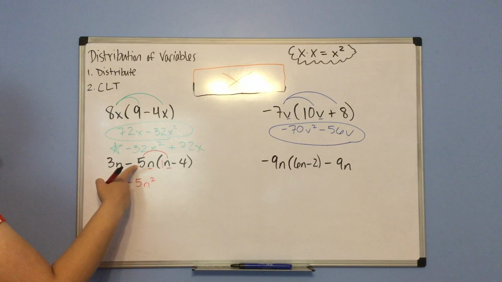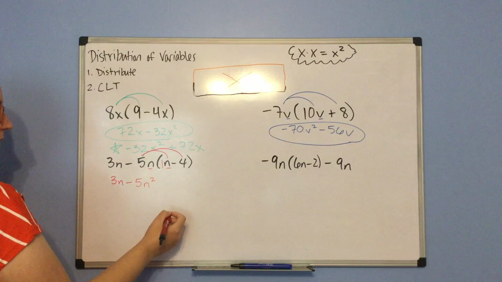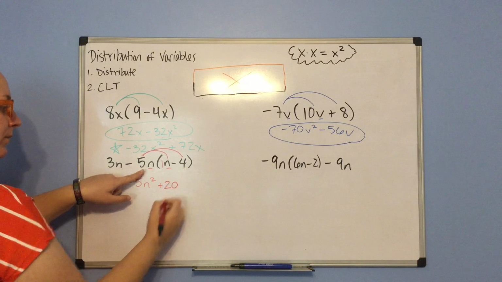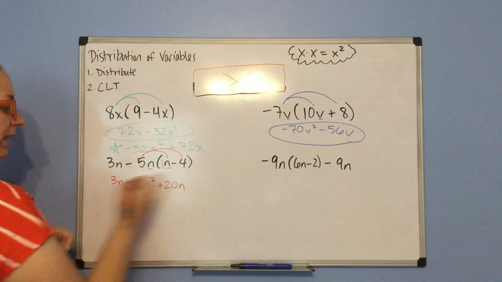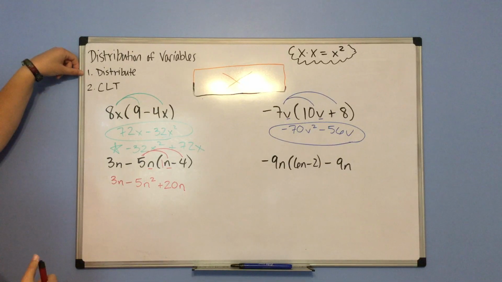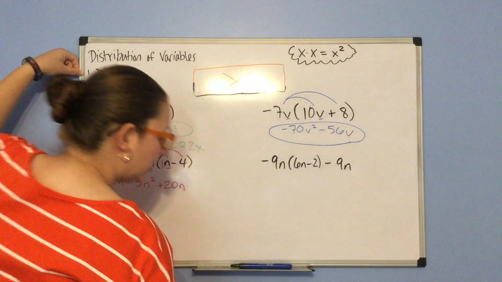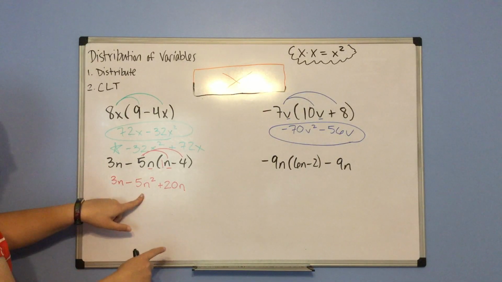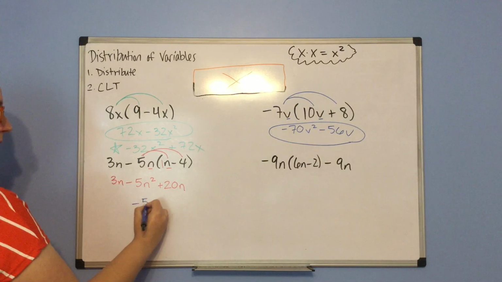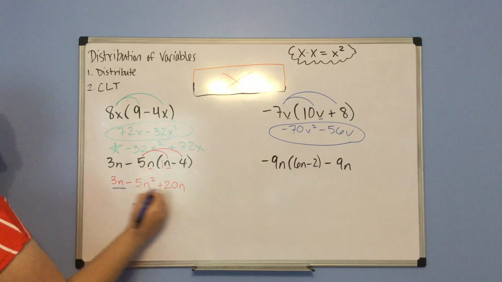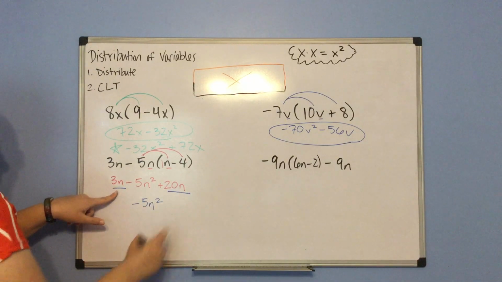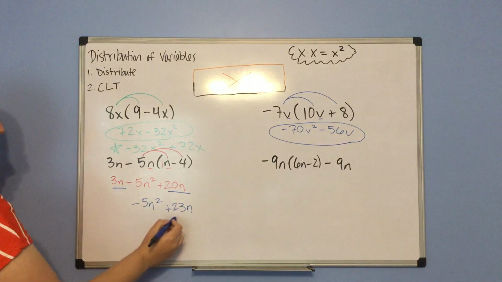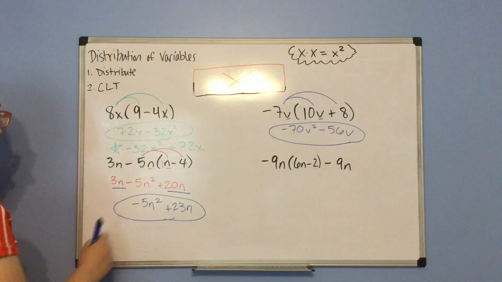Now let's distribute here. Negative 5n times negative 4. Negative times negative is positive. 5 times 4 is 20. And then there's only one n between the two of them, so just regular n. We've done our distributing. However, what we haven't done is we have not combined like terms. My like terms are the two regular n terms. I only have one n squared term. It's going to stay the same, negative 5n squared. But I can combine those two, 3n plus 20n. 3 plus 20 is 23. So final answer there should look something like that, especially if we want it written in standard form.